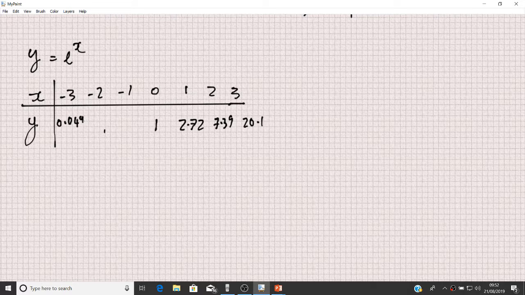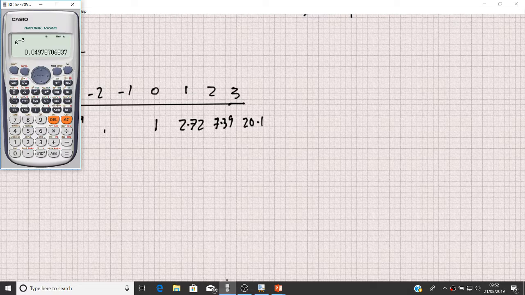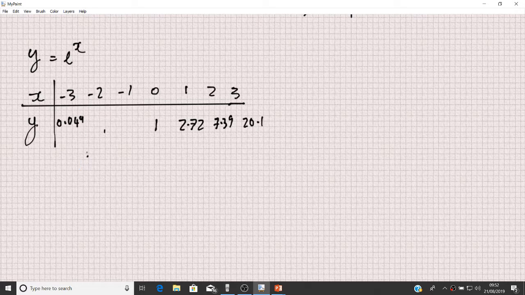0.049 is a tiny value. Let's go back to the calculator and fill in the 2 more. So e to the power minus 2 is going to give me 0.135. Well, it is 3 significant figures, 135, so 0.135.